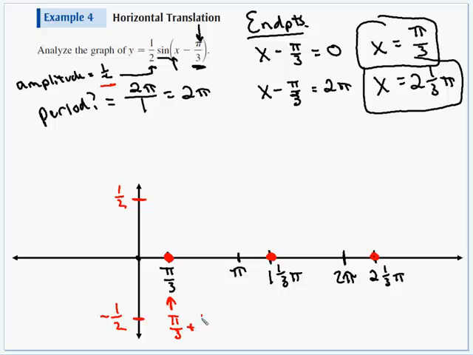Pi over 3 plus pi over 2, if we get a common denominator, it's going to be 2 pi over 6 plus 3 pi over 6. And if we add the numerators, we get 5/6 pi. That's a little bit less than 1. So this here is 5/6 pi, and that's going to be where our hill occurs, the top of our hill.